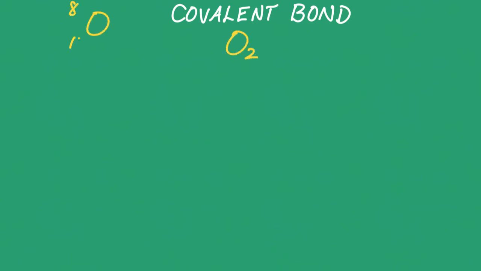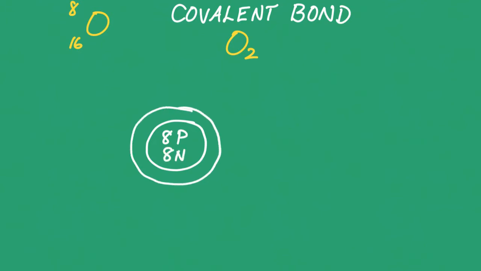Let's take a look at another example of a covalent bond. This time we'll look at oxygen atoms. When two oxygen atoms come together, they share two pairs of electrons and form a double bond between the two oxygen atoms. Oxygen has 8 protons and 8 neutrons. So the first shell has 2 electrons. The second shell has 6 electrons. It needs 2 more electrons to complete its second shell.